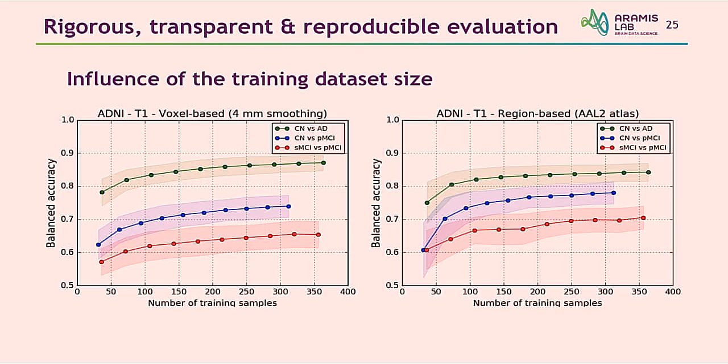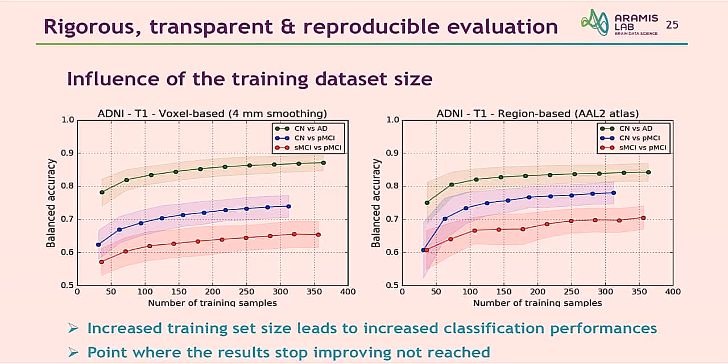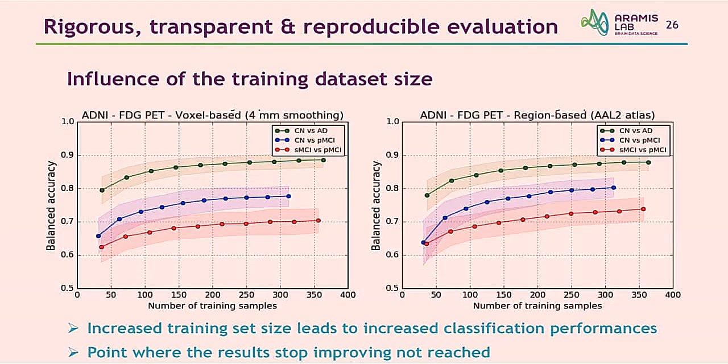And these results really highlight the need for more publicly available datasets, on which most of the current research in the field relies. So these were the results for the features extracted from T1 images, and you can find the same results when you use PET-based features.